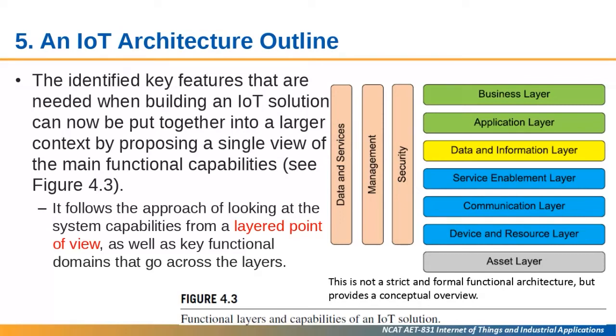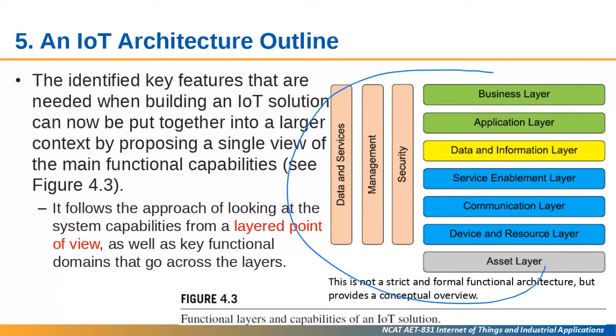Okay, in the last video, we talked about the objectives for IoT architecture. So in this video, we talk about a widely accepted IoT architecture like this. The identifiers that are needed when building an IoT solution can now be put together in a larger context by proposing a single view of the main functionalities. So it looks like this.